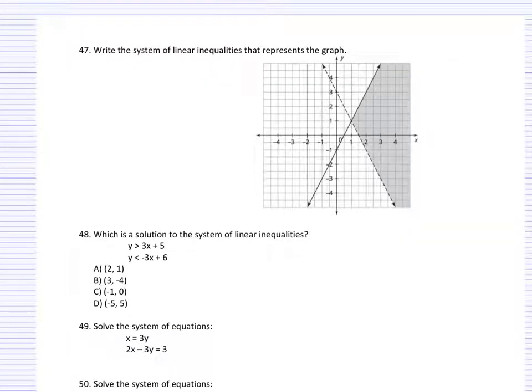Number 47, write the system of linear inequalities. Now I'm going to try to color code this as well. I'm going to use this line right here, and I'm going to use it in red. It is a solid line and it's shaded below, so I'm going to say less than or equal to.